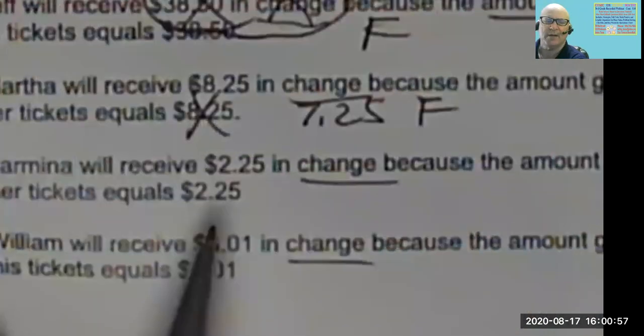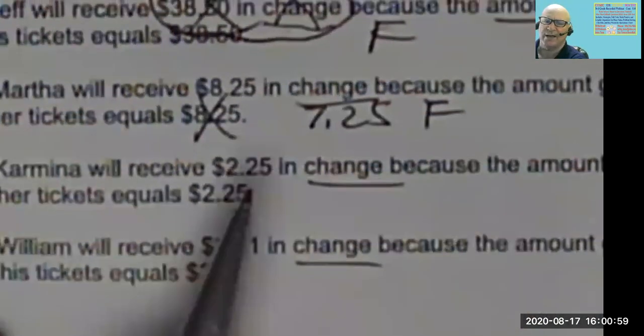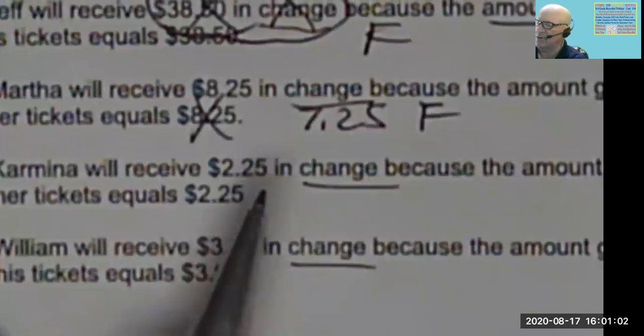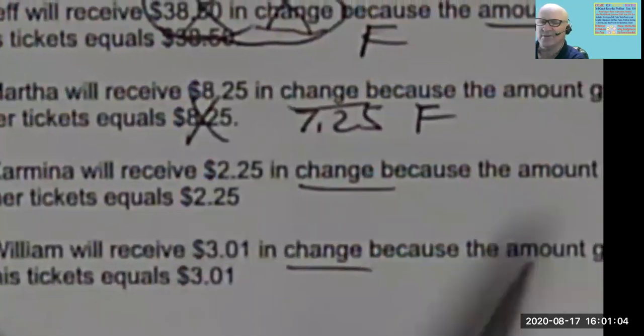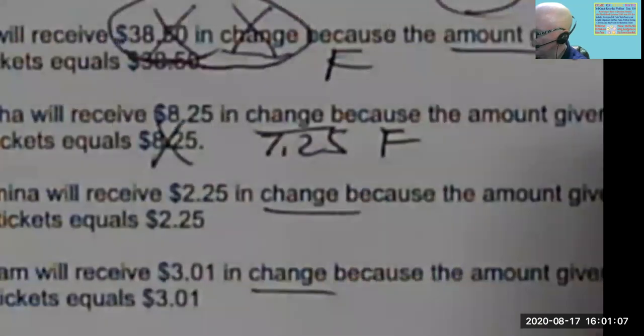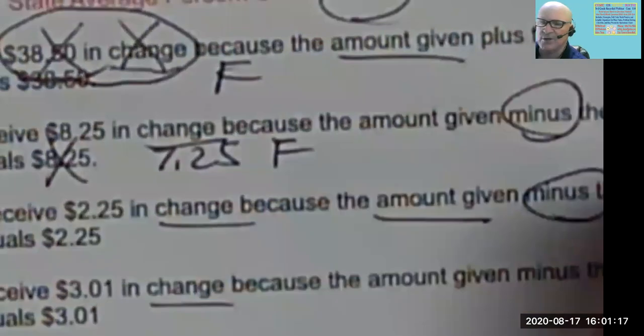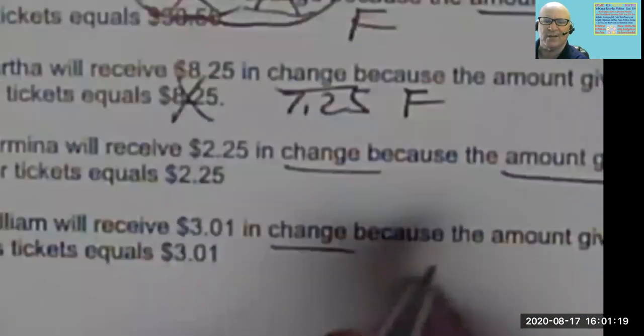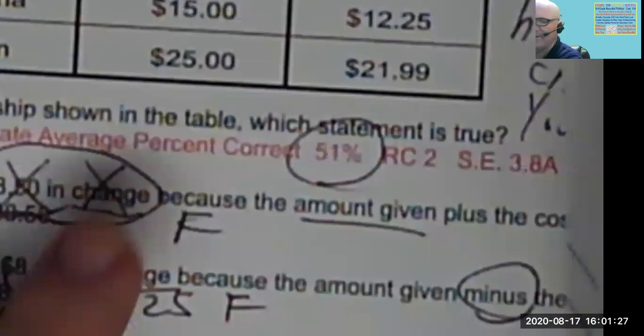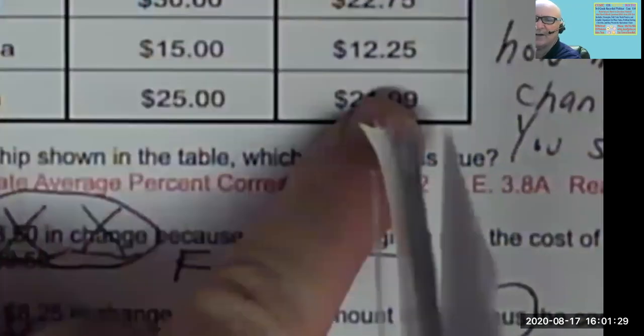Okay. Carmina will receive $2.25 in change because the amount given minus the cost of the tickets equals $2.25. So it's important that we check that information. The amount given minus the cost of the tickets is $2.25. Let's do the math on Carmina. Carmina gave $15. Subtract the cost to find how much change.